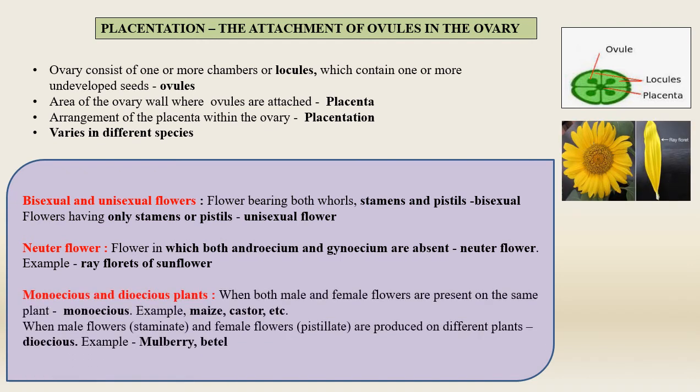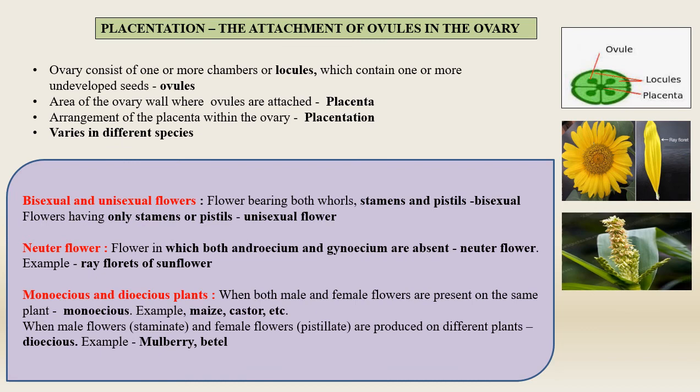Monoecious and dioecious plants. When both male and female flowers are present on the same plant, it is called monoecious, from Greek, which means one household. For example, maize, castor, etc. When male flowers (staminate) and female flowers (pistillate) are produced on different plants, that species is described as being dioecious, from the Greek for two households. For example, mulberry, betel, etc.